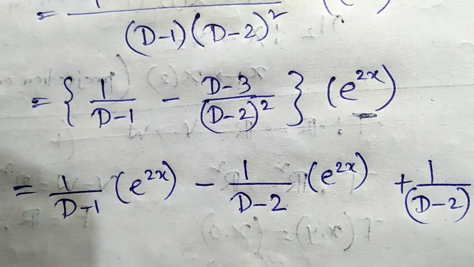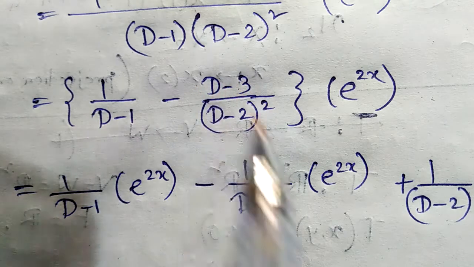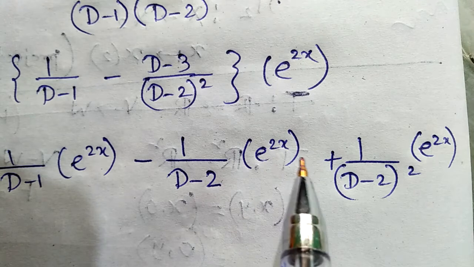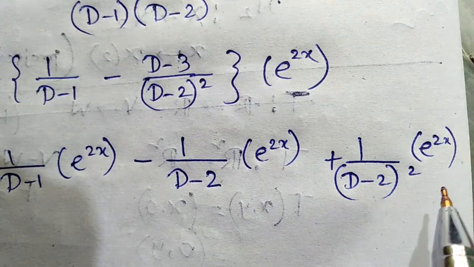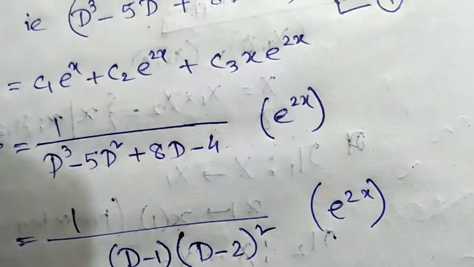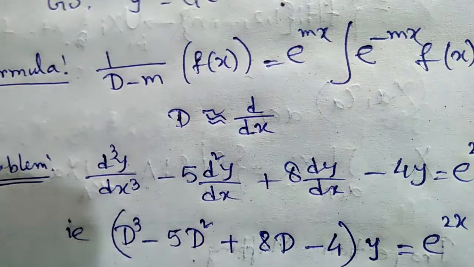so we write it in this way: 1 by d minus 1 of e to the power 2x, then this can be written as minus 1 by d minus 2 of e to the power 2x plus 1 by d minus 2 whole square of e to the power 2x. Then we use this formula: 1 by d minus m of fx is this.